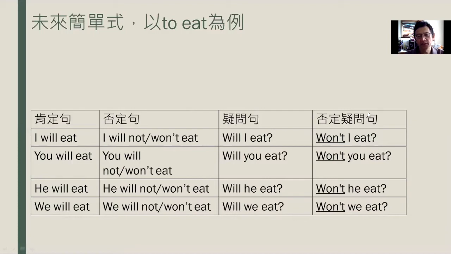He will eat. He will not eat. He won't eat. Will he eat? Won't he eat? We will eat. We will not eat. Will we eat? Won't we eat?